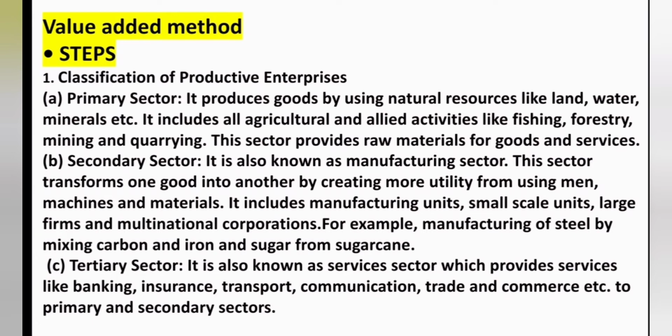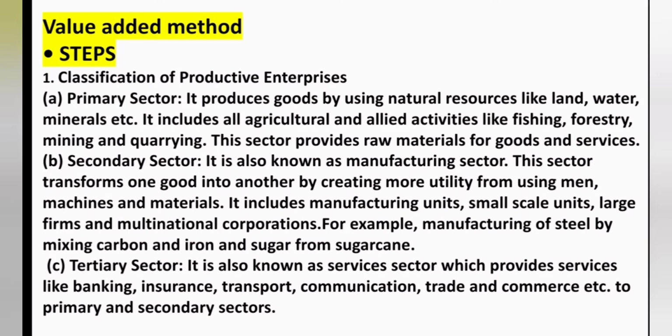After the classification, we have to find out the net value added by each and every sector. How can we find it out? First of all, we have to calculate price into quantity of the commodities produced by each and every sector. That is value of output. From that, we have to deduct intermediate cost or intermediate consumption. Then we have to deduct depreciation and net indirect tax. So we will get domestic income or NDP at factor cost. To that, we have to add net factor income from abroad. Then we will get national income.